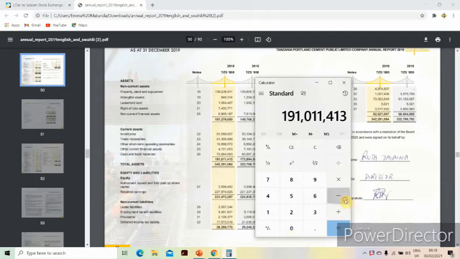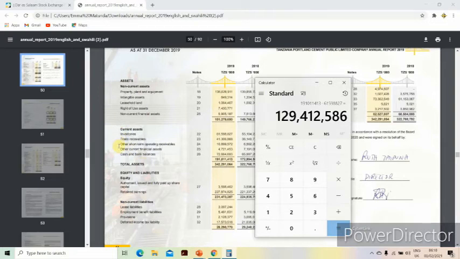And we're going to first off subtract this by the total value of inventories, which is listed over here, which is 61,598,827,000. And the result we're going to get there is 129,412,586,000. So we also talked about deducting of prepaid expenses.